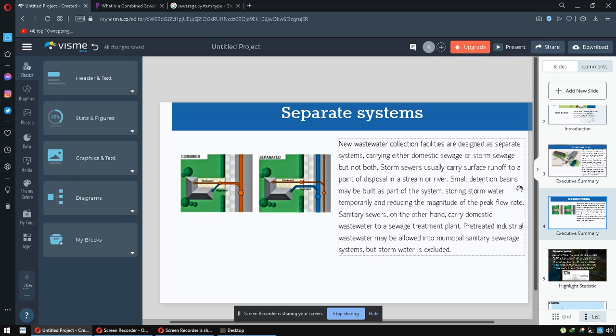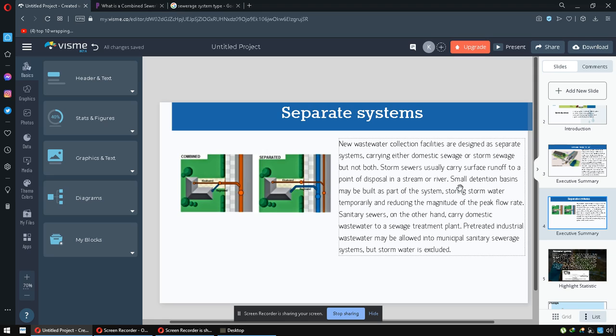Storm sewers usually carry surface runoff to a point of disposal in a stream or river. Small detention basins may be built as part of the system, storing storm water temporarily and reducing the magnitude of the peak flow rate. Sanitary sewers, on the other hand, carry domestic wastewater to sewage treatment plants. Pre-treated industrial wastewater may be allowed into municipal sanitary sewerage systems, but storm water is excluded.